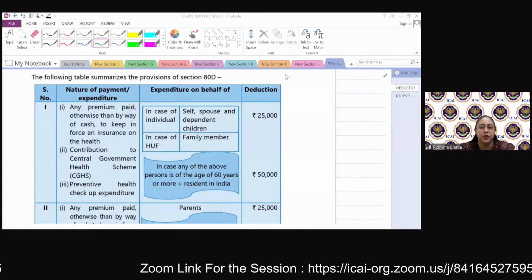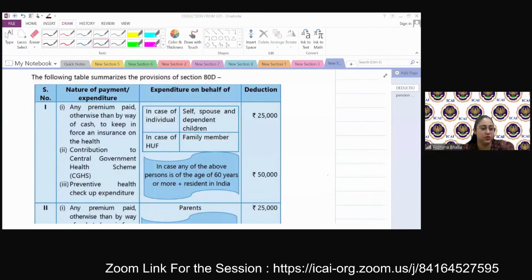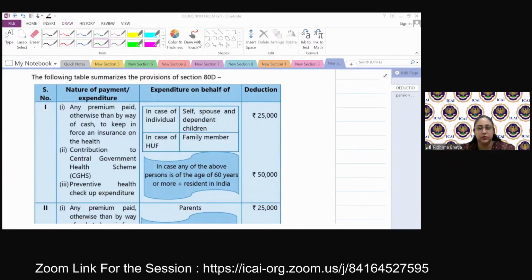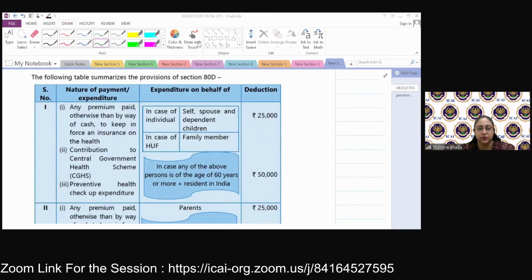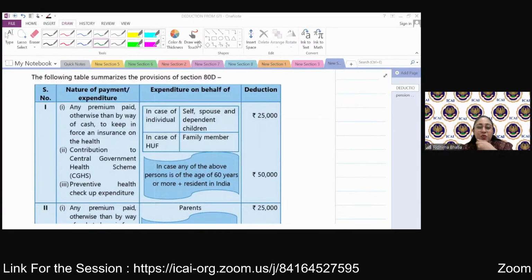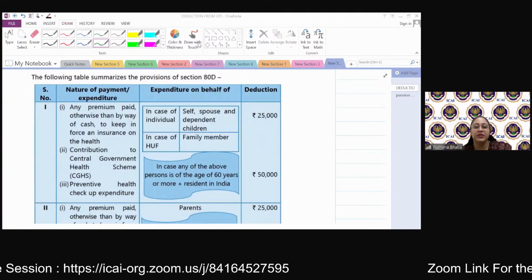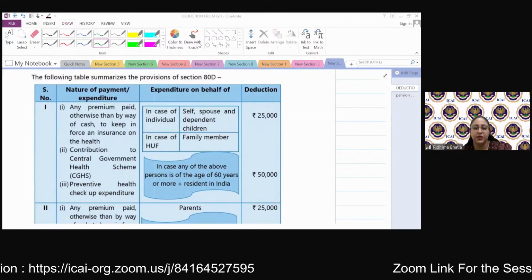Sorted? थोड़ा फास्ट हो रहा है, no, but a lot of sections to cover. कहीं पे भी confusion हो, please stop me then and there, guys. Okay.